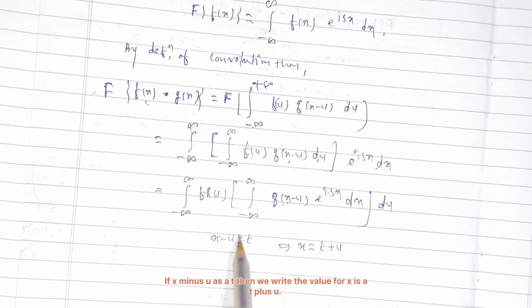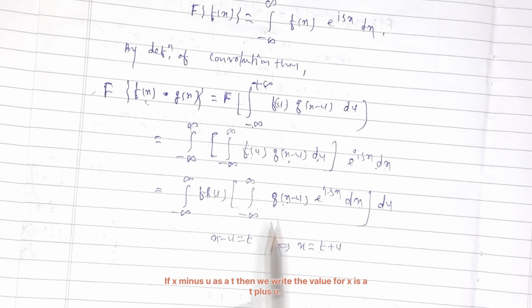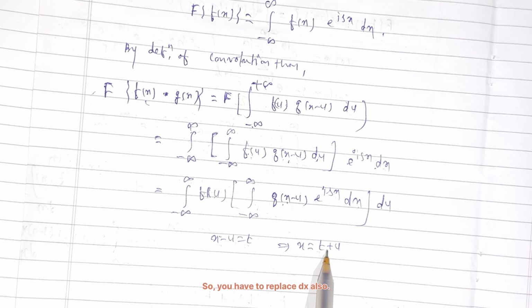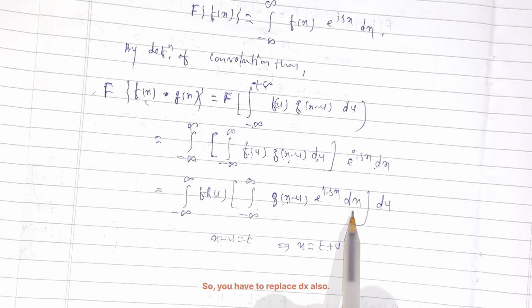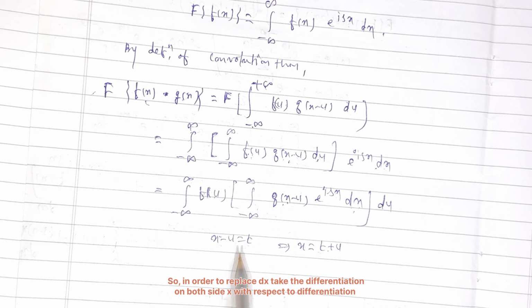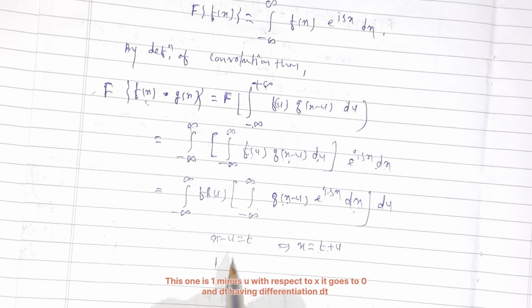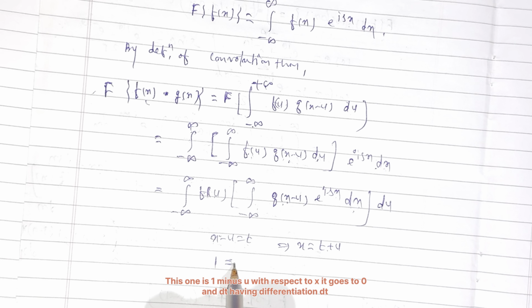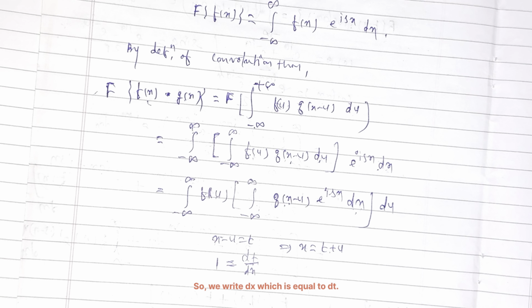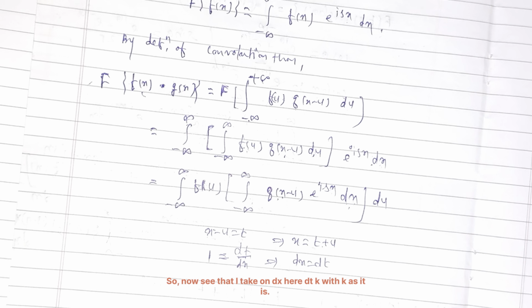If x minus u is t, then the value for x is t plus u. You also have to replace dx, so take the differentiation of both sides. Differentiation of x with respect to x is 1, minus u with respect to x goes to 0, and dt by dx. So we write dx equal to dt. I have taken dx here and kept dt as it is.